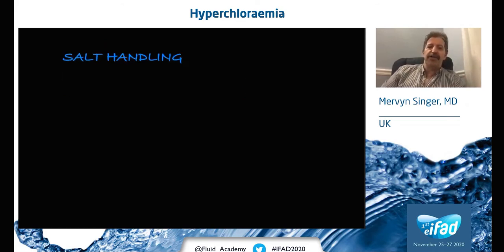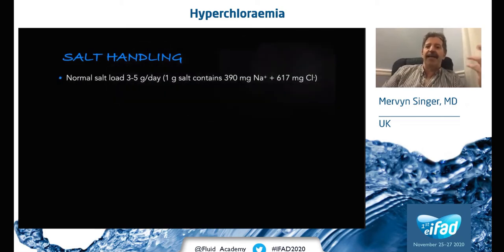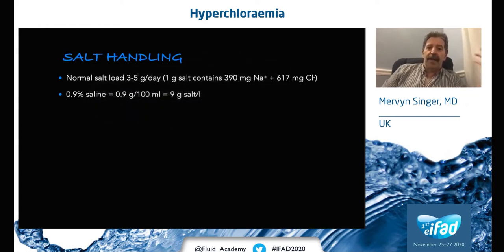Just a quick revision of physiology, salt handling. We normally take in about 3 to 5 grams of salt a day, and about a third of that weight is sodium and two thirds is chloride. 0.9% saline, normal saline, means 0.9 grams in 100 mils. So in other words, 9 grams of salt per litre. So this is 2 to 3 times our normal daily intake in 1 litre of saline.